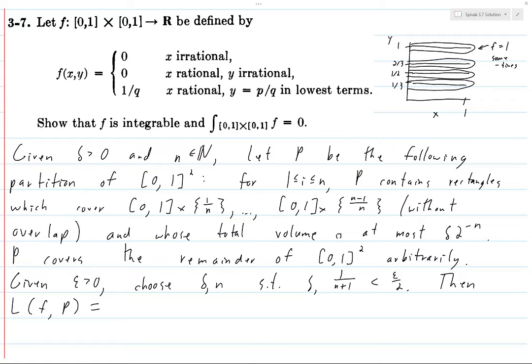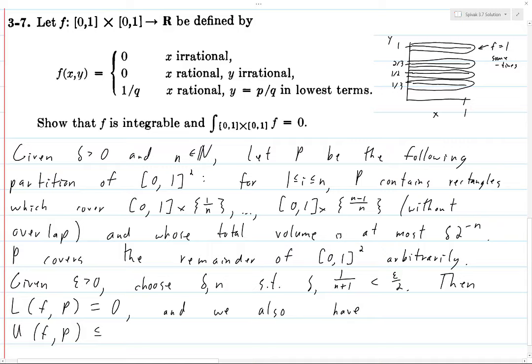So the lower sum is, because every rectangle is going to contain a point with irrational coordinates, it will be 0 there, and so the infimum is going to be 0. So you add all of these terms up in the lower sum and it'll give you 0. And we also have the upper sum. We can estimate this.